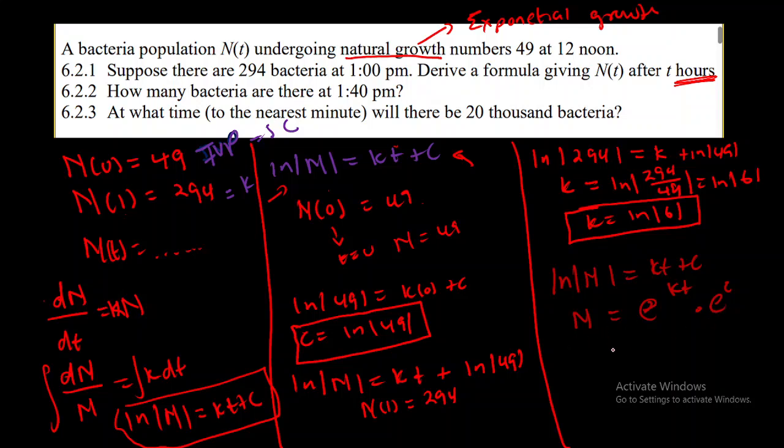So now let's replace the value of k and the value of c. If we replace the value of c, we're going to have e to the exponent ln of 49, which is being multiplied by e to the exponent ln of 6, which is being multiplied by t.